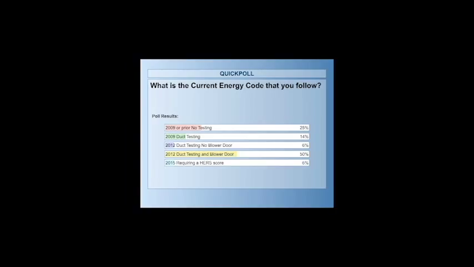2009 you are doing duct testing, or 2012, but you're not doing blower door. There were a lot of people that adopted 2012, but they chose to opt out of blower doors. If you're on 2012 and you are doing both, that's phenomenal. And let us know what your requirements are.